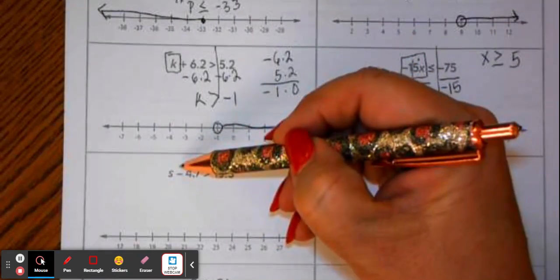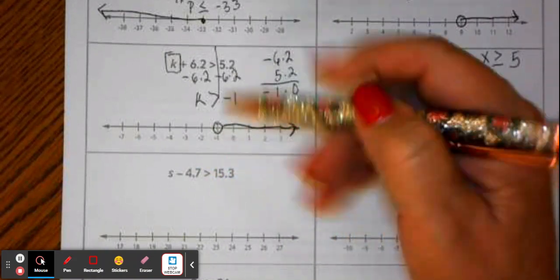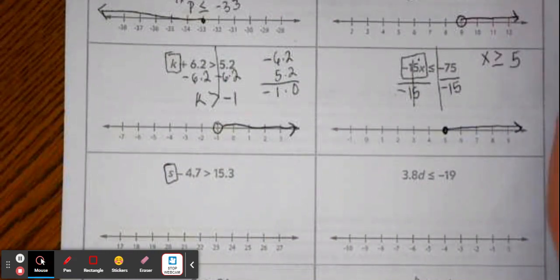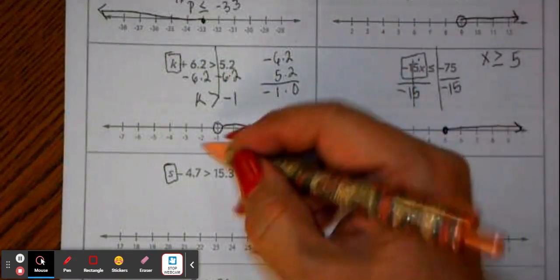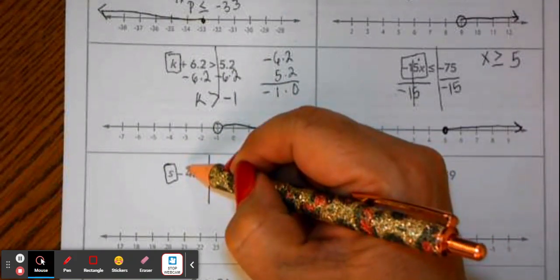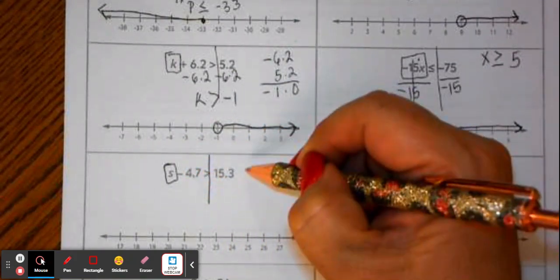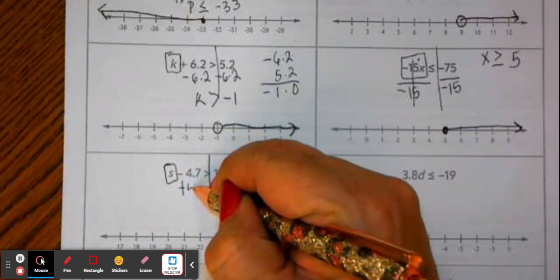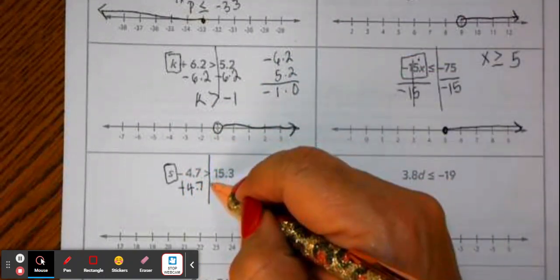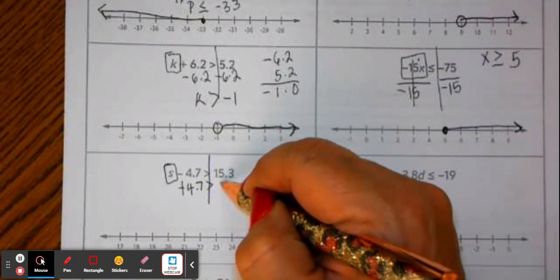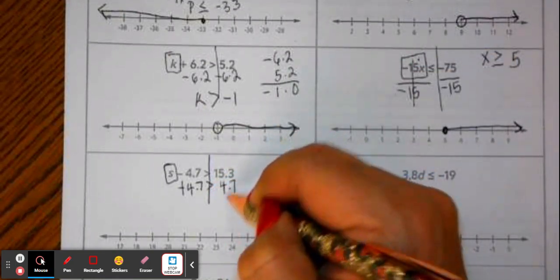Now I have S minus 4 and 7/10 is greater than 15 and 3/10. I am going to box in my only variable. I do not have a coefficient. I'm going to draw my line, and I need to move my negative 4 and 7/10 over to this opposite side. So I need to add in a 4 and 7/10 so they can cancel out each other. Is going to be less than, and it says a positive 4 and 7/10.